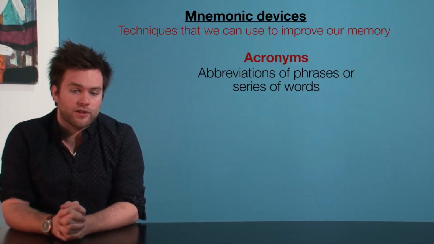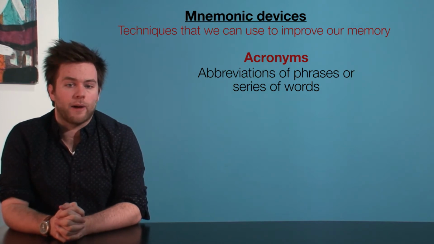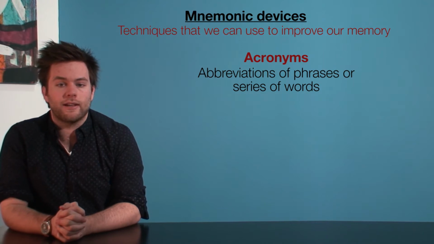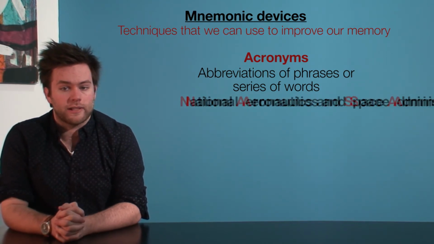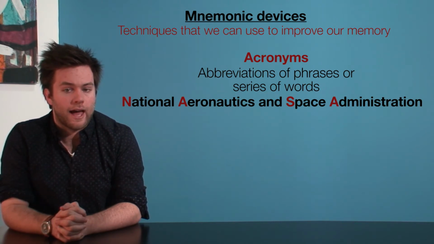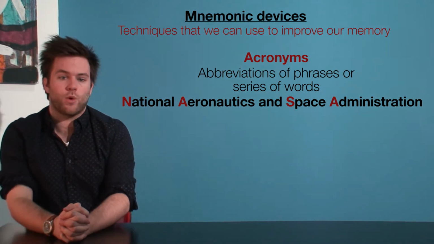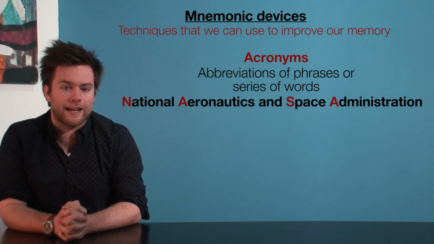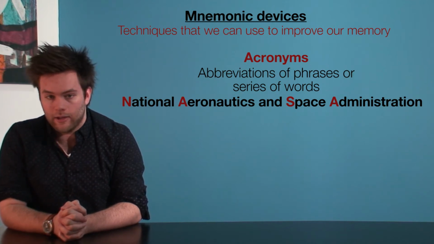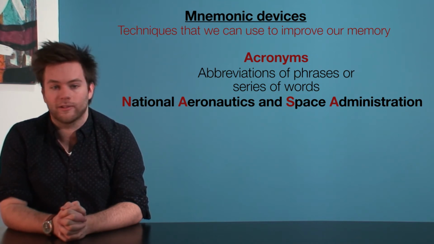Acronyms are abbreviations of phrases or series of words. The abbreviation is formed by combining the first letters of each individual word. This combination is then itself pronounced as a whole. For example, NASA for National Aeronautics and Space Administration, and AIDS for Acquired Immunodeficiency Syndrome. Acronyms work as mnemonic devices because each letter of the new word then acts as a cue for remembering the rest of the words. For example, in NASA, the N acts as a cue for remembering national.